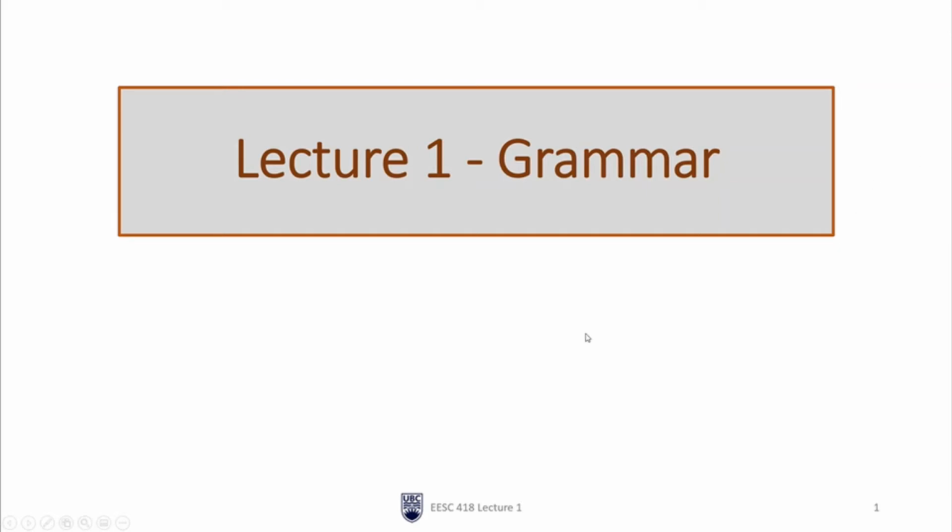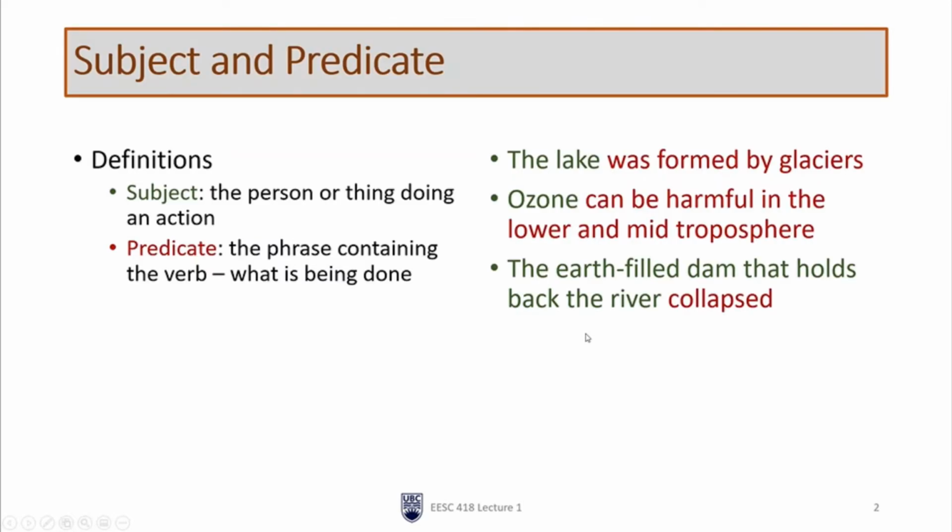We're going to start with some basic grammar, and we're going to start right with the very basics here, the subject and the predicate. You may or may not remember this from probably grade 5, but the subject and the predicate are the two components that make up a full sentence. So the subject is the person or thing doing an action, and the predicate is the phrase containing the verb or what is being done.